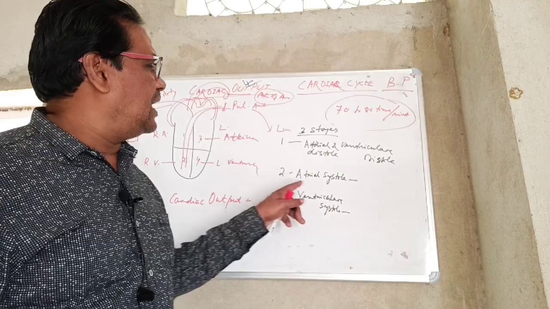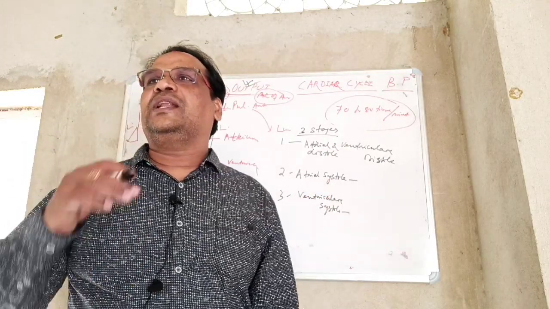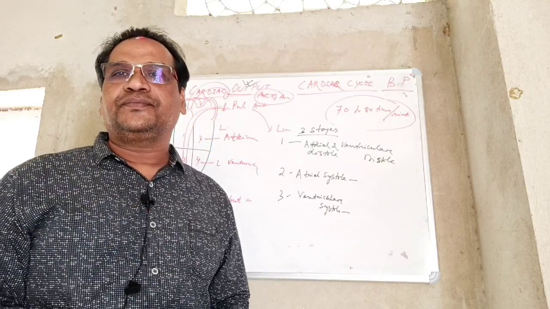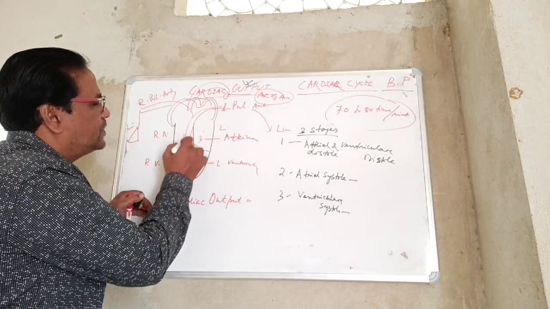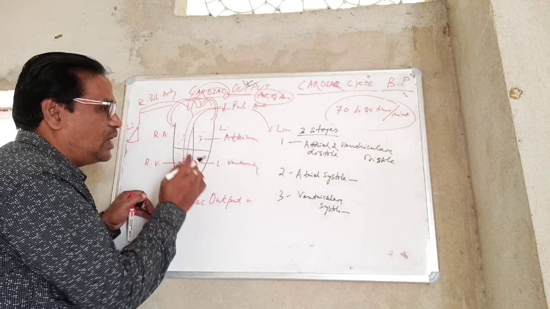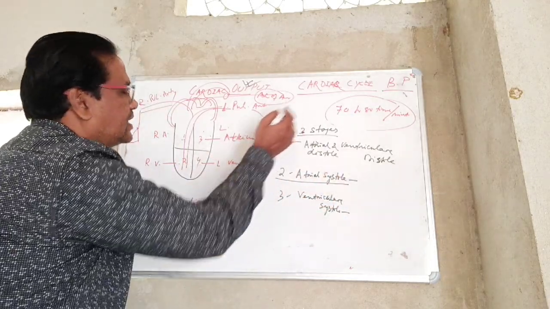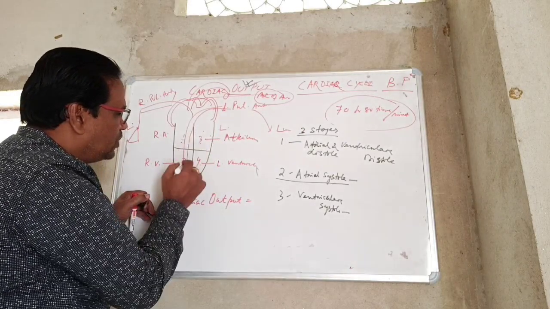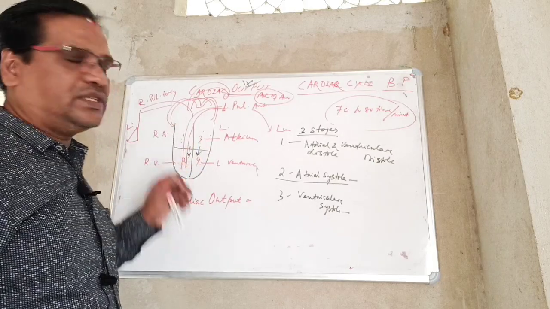The second point is atrial systole. What is atrial systole? The atria contract and the remaining blood is pushed into the ventricle. The atriums are here, and this is the ventricle. This is the second stage of the cardiac cycle. From this part, blood is moving to this section.